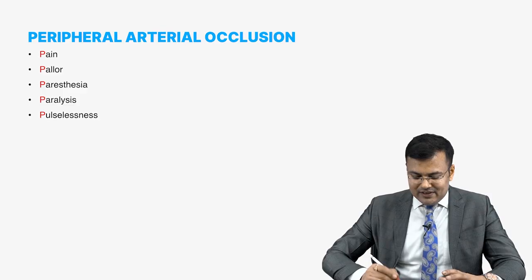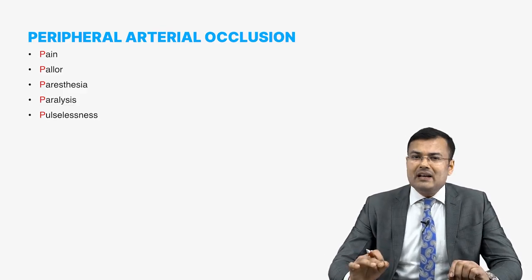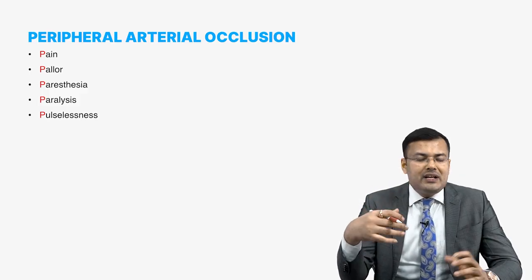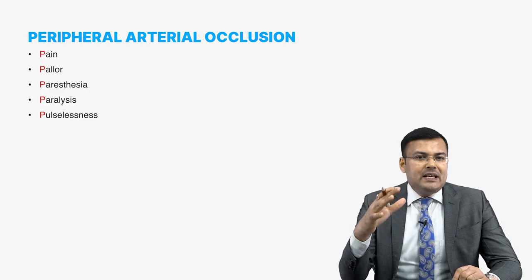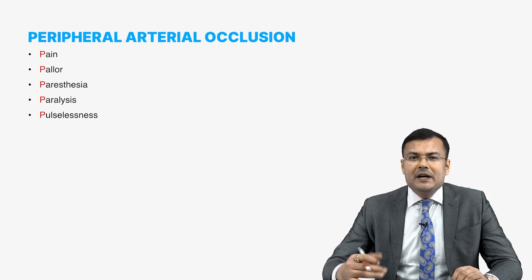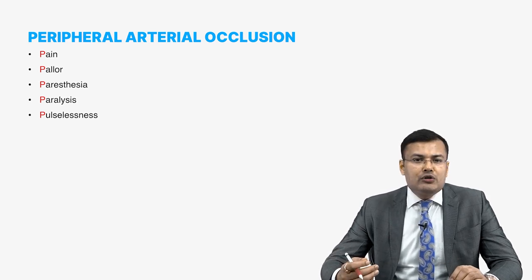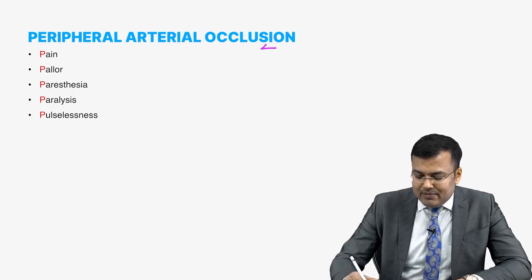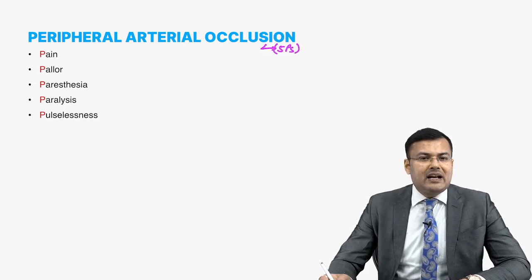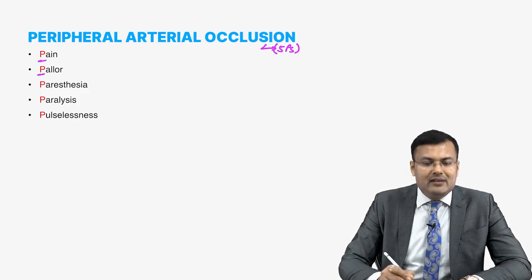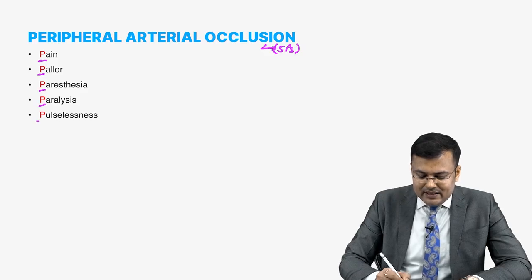So let's start. First tell me, what is the problem in peripheral arterial occlusion? If there is arterial occlusion anywhere in the body, it leads to ischemia. And if ischemia is occurring anywhere in the body, what is the manifestation? Pain. So because of peripheral arterial occlusion also, there is pain. Not only pain, actually it is characterized by 5 P's. So what are those 5 P's? There is pain, pallor, paresthesia, paralysis and pulselessness.